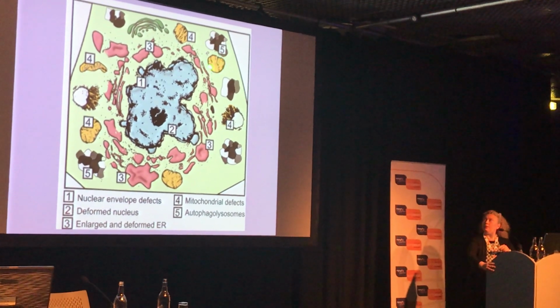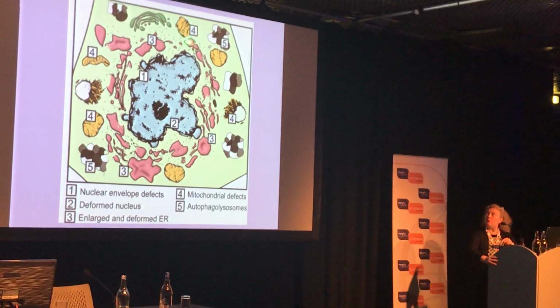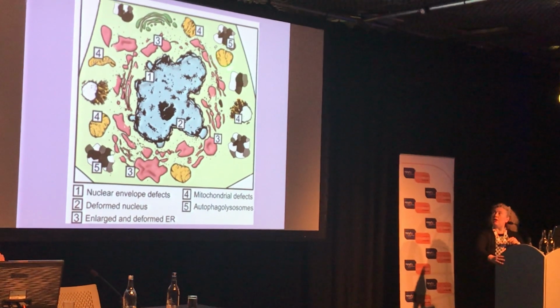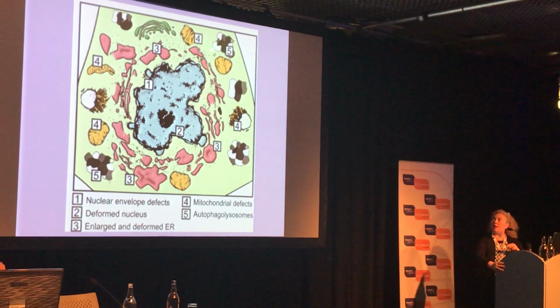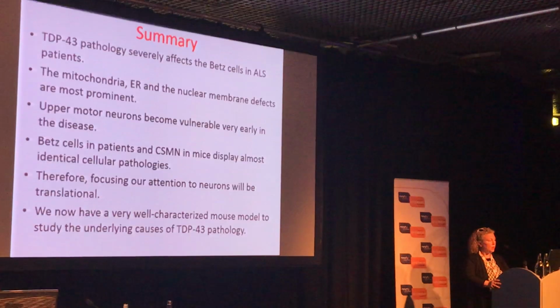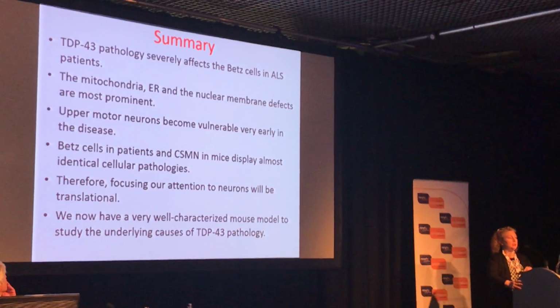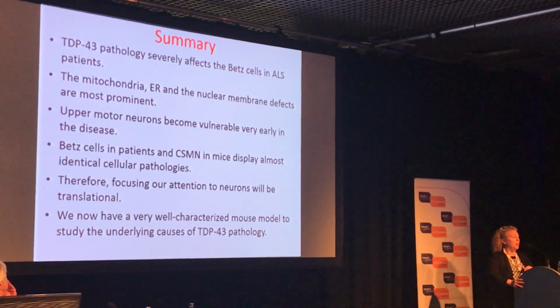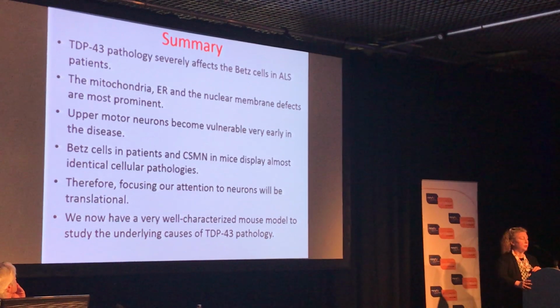Mitochondria, the inner membrane is lost. There aren't very good interactions between mitochondria and ER, but the mitochondria do not burst. The outer membrane is intact, but I don't think mitochondria are functional at this stage. So in summary, I think the TDP pathology severely affects the bed cells in ALS patients, and the mitochondria, ER, and the nuclear membrane defects are the most prominent.